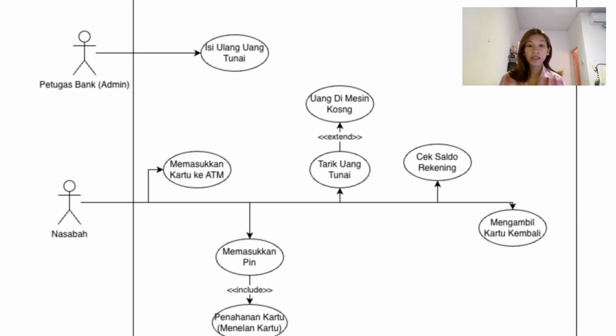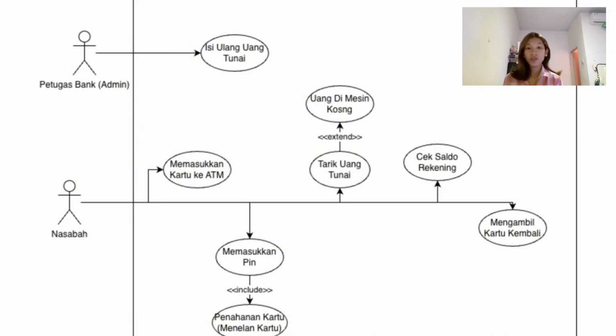2. Actors in the system. 1. Customer, the ATM user. The customer is the main actor who interacts directly with the ATM to perform all transaction-related activities. This includes inserting the card, entering the PIN, checking the account balance, withdrawing money, and taking the card back after the transaction is complete. And 2. Bank office. The bank office is responsible for maintaining the ATM operation by refilling cash when it runs low and ensuring that the machine remains functional for users at all times.